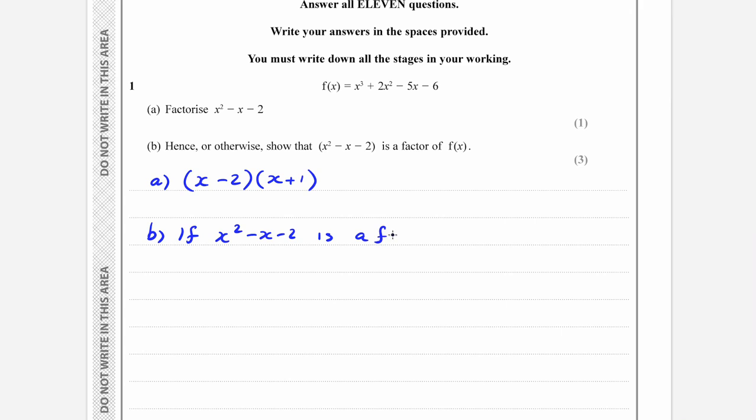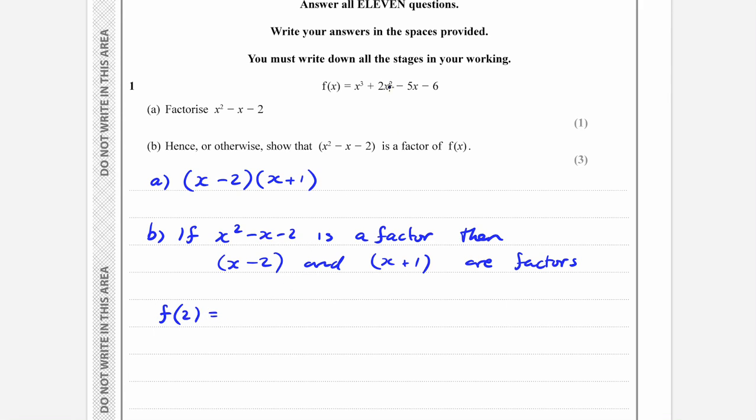Now, it's a show that question, guys, so you should really explain what you're doing. So if this is a factor, then x minus 2 and x plus 1 are factors. Then, if they are factors, f of 2 should be 0 and f of negative 1 should be 0 using the factor theorem. So let's get f of 2.